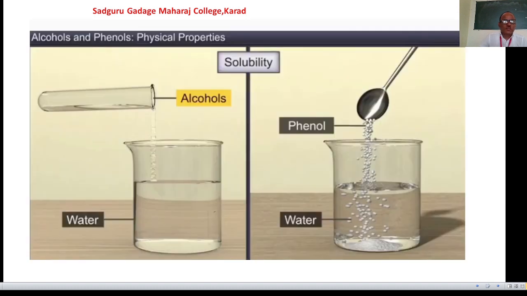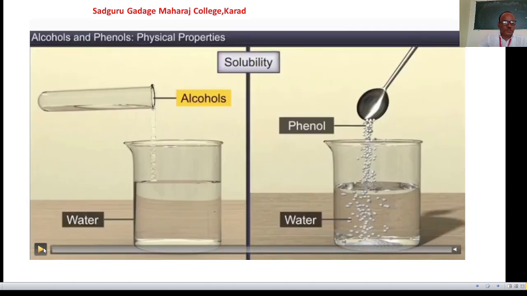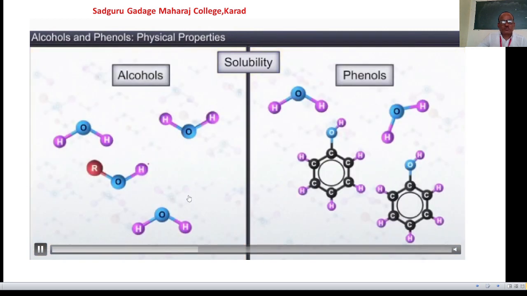Then here see one video. In this video, the solubility of alcohol and phenol is given. This first compound is alcohol, and in the beaker water is taken. Then how are bonds formed between the alcohol and water molecule? This is a water molecule and this is an alcohol molecule. So hydrogen from water and oxygen from the alcohol form a hydrogen bond.